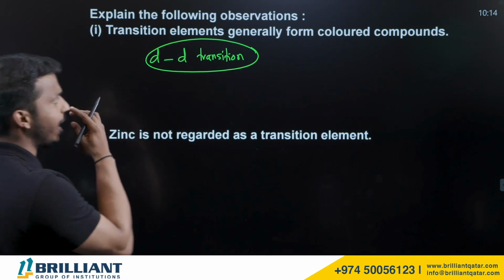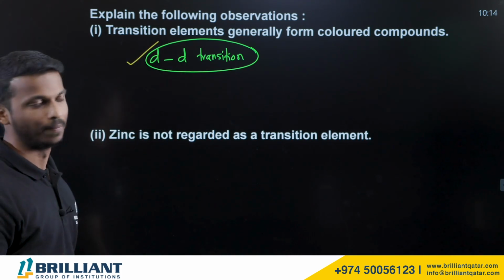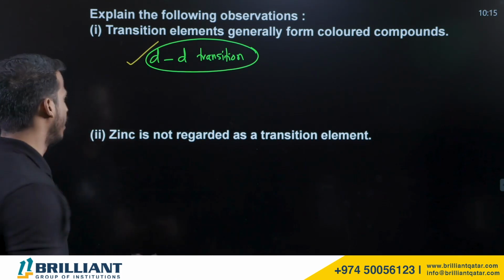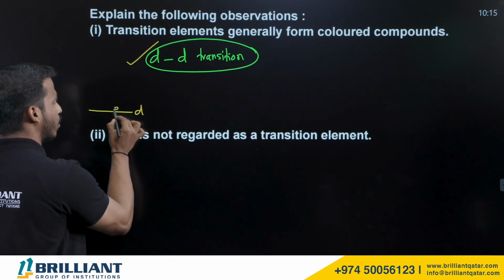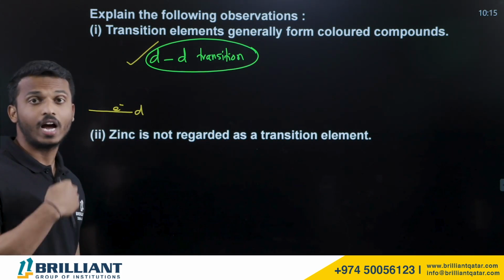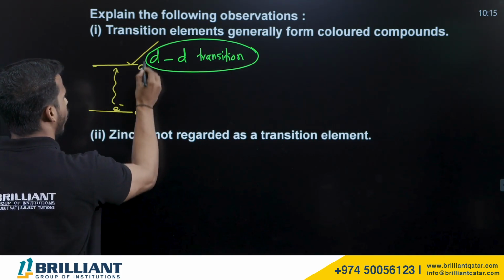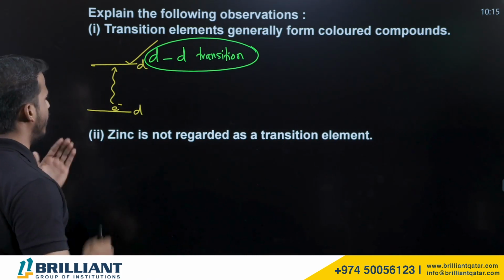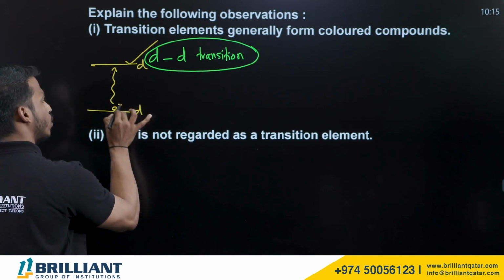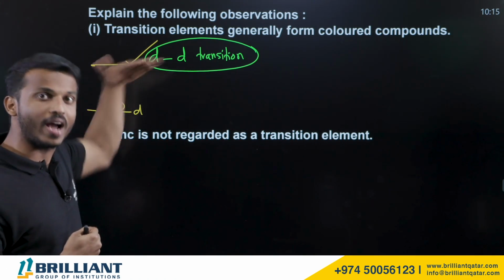So here, the question: transition elements generally form colored ions. That is due to d-d transition; they have unpaired electrons in their d orbitals. When these electrons absorb energy from the visible region, they can be excited into a higher energy d orbital. This is d-d transition: the electron in the lower d orbital absorbs energy and is excited into a higher energy d orbital.